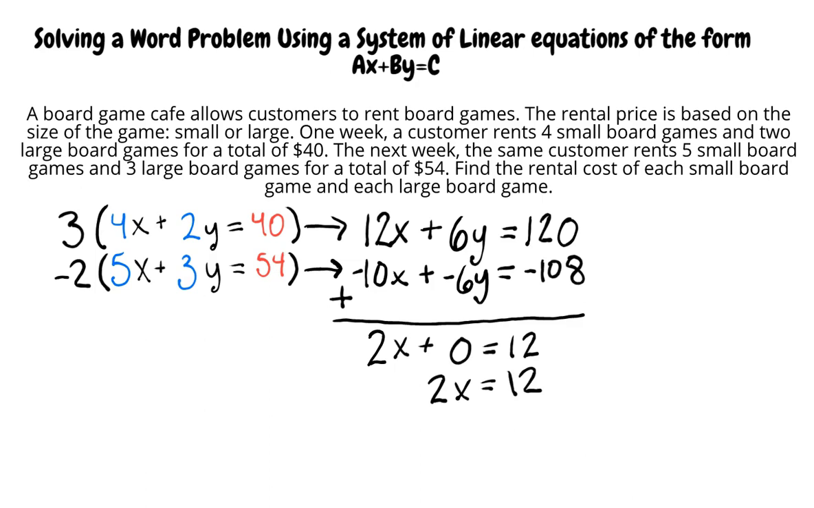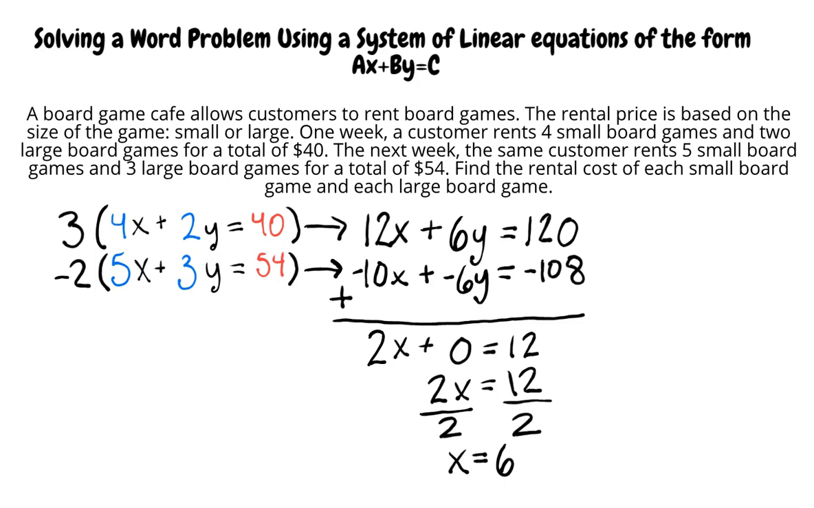12x plus -10x equals 2x. 6y plus -6y equals 0, and 120 plus -108 is equal to 12. So we can write 2x equals 12. Divide both sides of the equation by 2 and write x equals 6.